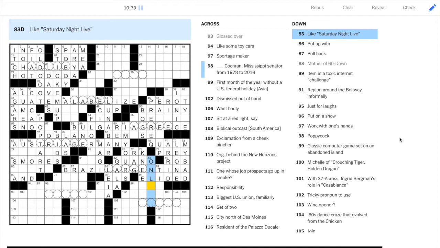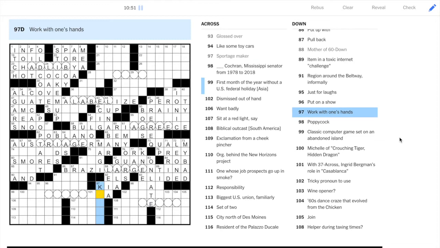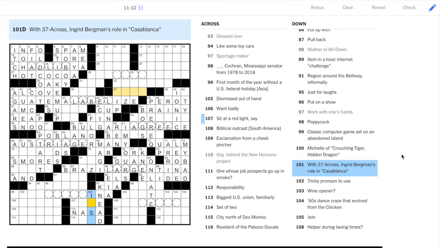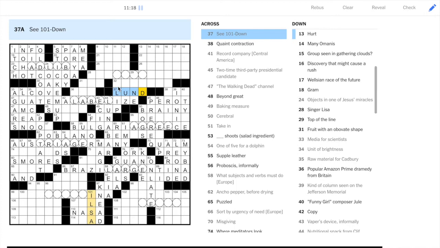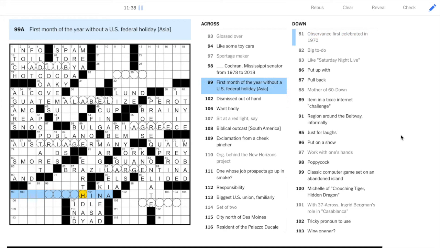The Kia Sportage. NASA runs New Horizons. And this is Ilsa. And then we'll go up here for 37. Lund. Dyad. Idle for sit at a red light. Earth Day. And here we have China. Let's try to get the circle here.